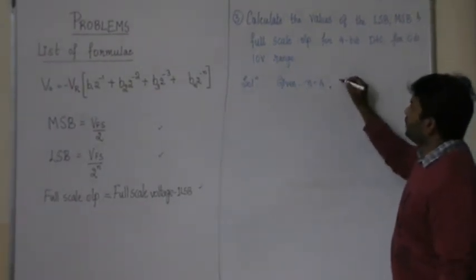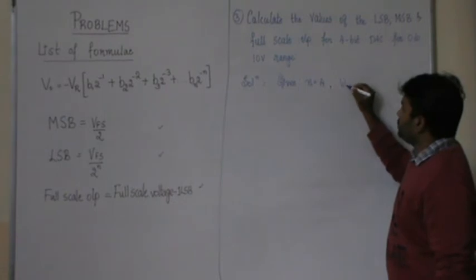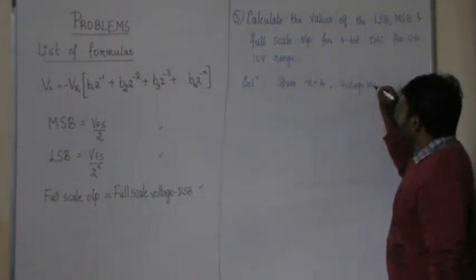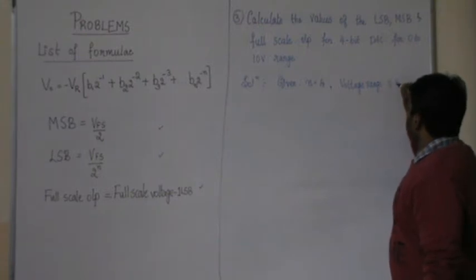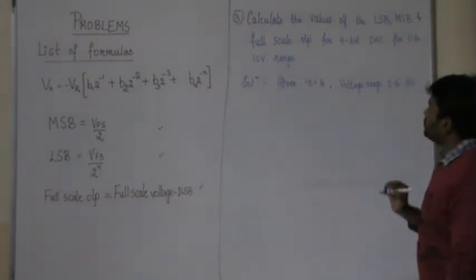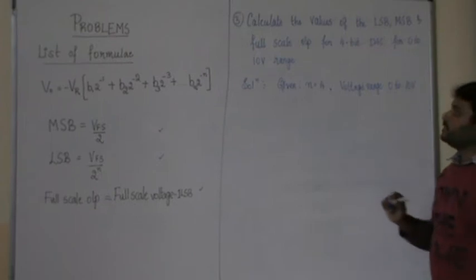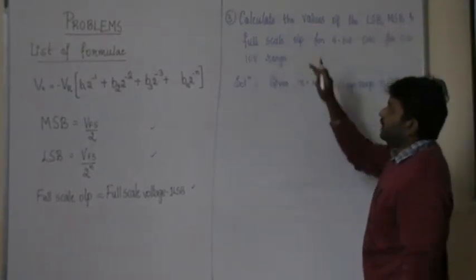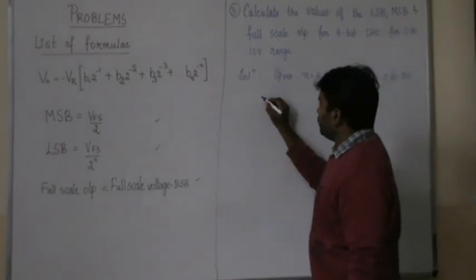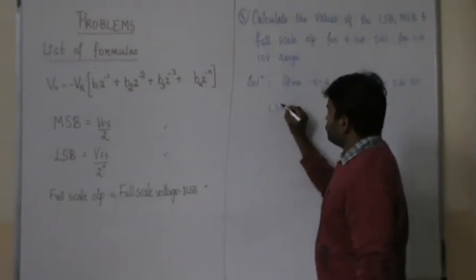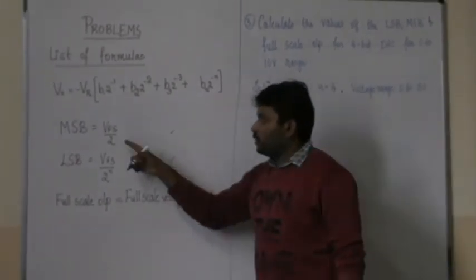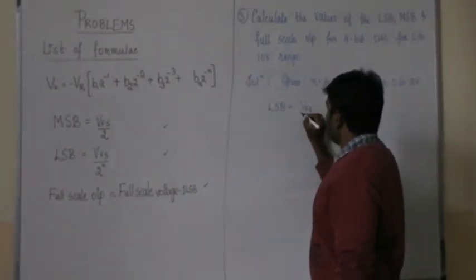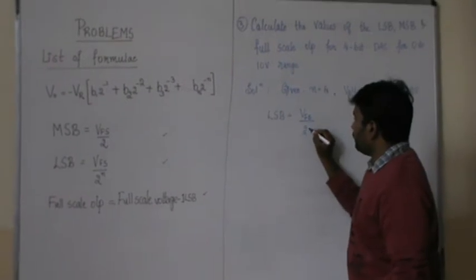And what else have they given? The voltage range: between 0 to 10 volts. So this is also given, right? What are the things you need to find? LSB, MSB, as well as the full scale output. So let me write down LSB first. LSB is given by which formula? VFS divided by 2 to the power of n.